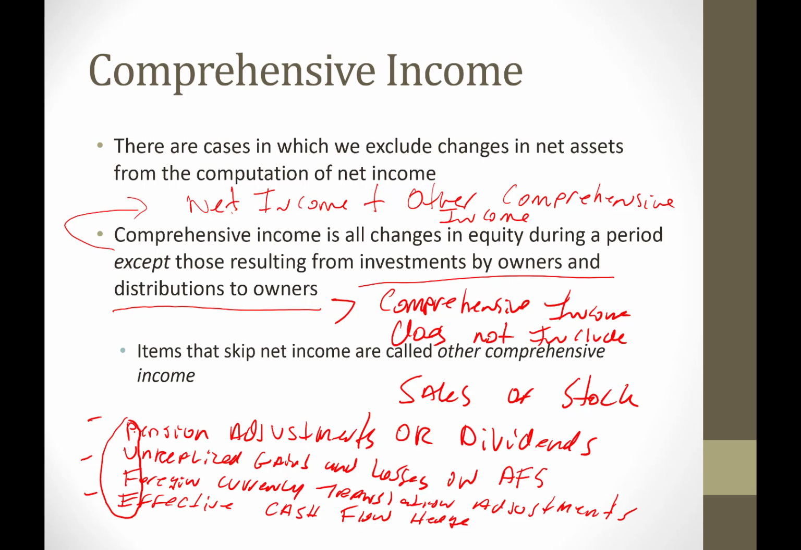So we have our comprehensive income. Comprehensive income includes net income and other comprehensive income. You add those together, that's my comprehensive income. We know what net income is: our operating items, our non-operating items, our tax, our discontinued operations, net of tax. And then we're going to have these other comprehensive income items, which all I'm going to expect you to understand at this point are these puffy items: pension, unrealized holding gains and losses, foreign currency translation adjustment, and effective cash flow hedge.